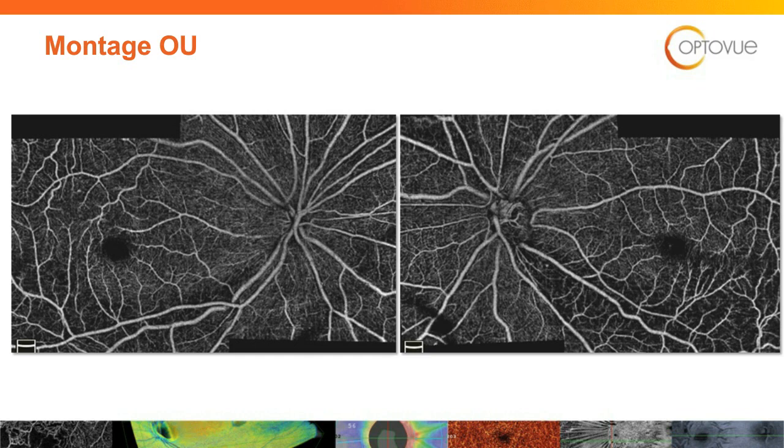It's that same patient. You can see that nice wedge defect coming off the inferior temporal of the optic nerve and the inferior temporal of the left eye, a little bit wider of a defect.